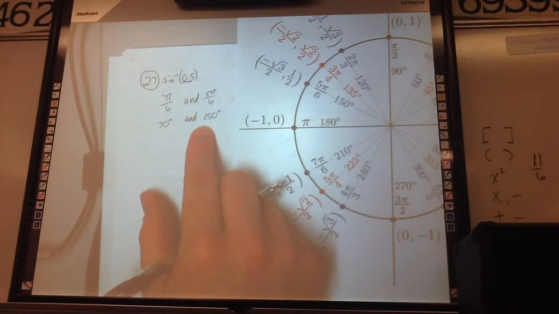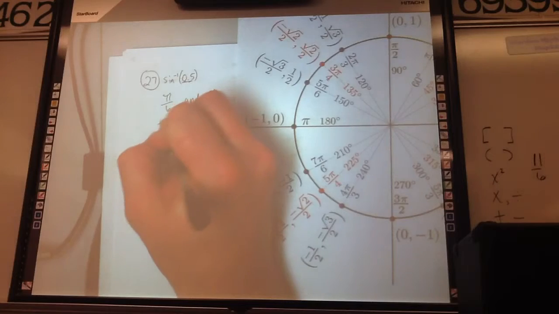And your calculator won't give you the second answer. I'm assuming in the back they give you both answers. No, it just says pi over 6 or 30 degrees. They didn't ask for multiple answers. Is there any other restrictions? Why'd you put 70 degrees? It's 30. That's a 3.